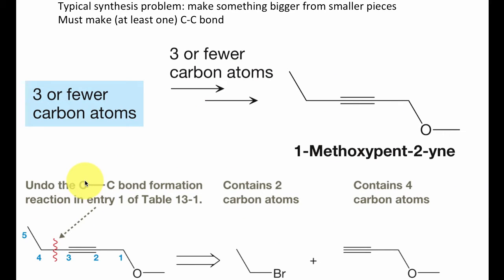So in our process of looking at this problem, we start with our product and we imagine what bonds could have been made. This funny open arrow here is called a retrosynthetic arrow. And this whole process of thinking backwards about a reaction is called a retrosynthesis. So we can imagine that the 3,4 bond could have been made from a 2-carbon piece and a 4-carbon piece. This is what we call retrosynthetic analysis.